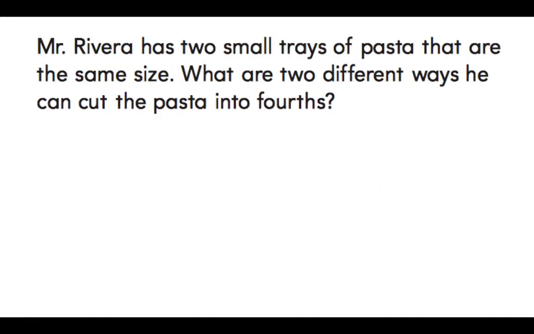All right, let's try one last problem. Mr. Rivera has 2 small trays of pasta that are the same size. What are 2 different ways he can cut the pasta into fourths? All right, so when I think of 2 small trays of pasta, I don't think of circles. I think of either, again, squares or rectangles. So go ahead and draw your 2 small trays of pasta. And then show me how you would divide each tray into fourths, 2 different ways. Pause and then play when you're ready to check your answer.